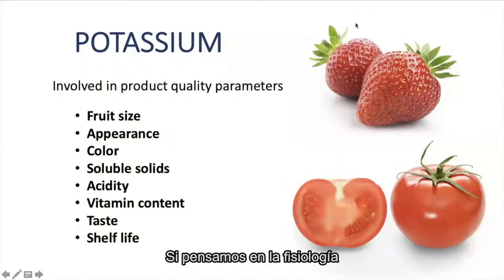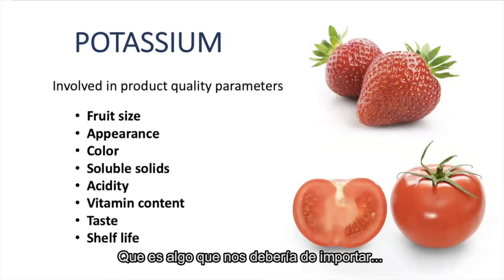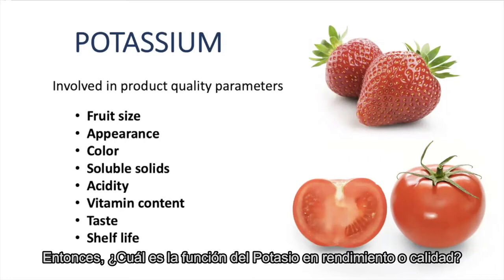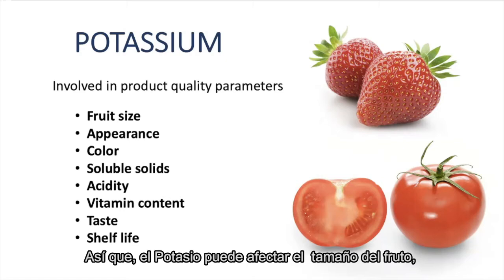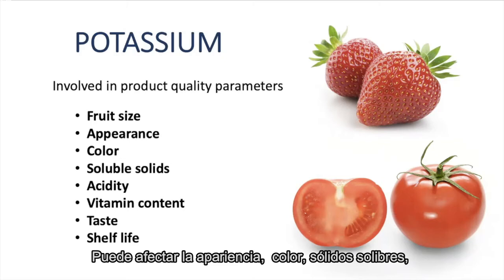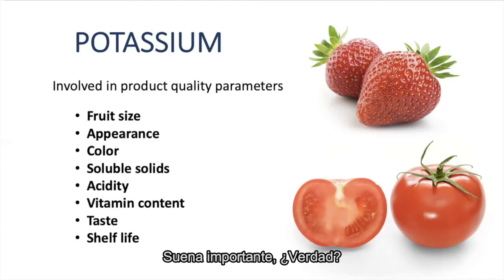If we think about the physiology of potassium in plants and we focus on plant production, which is the business that we care about, what is the function of potassium in our yield or quality, the things that we care about when we are growing plants? Potassium can affect the fruit size, the appearance, color, soluble solids, acidity, the vitamin content, the taste, and also shelf life. Sounds important, right?